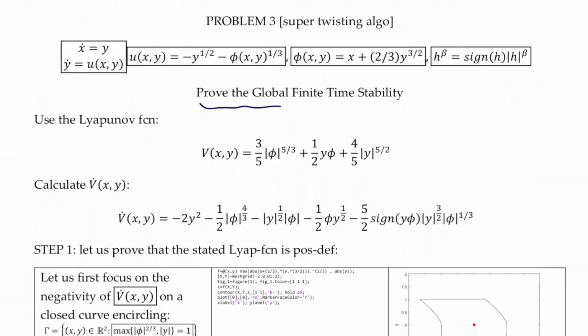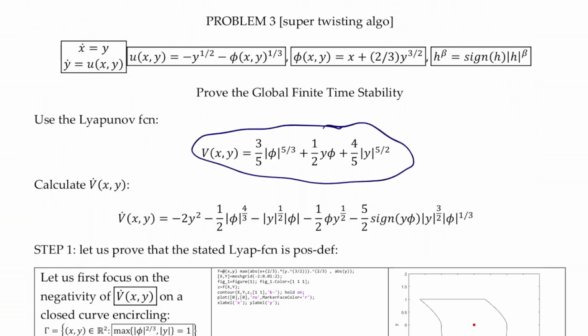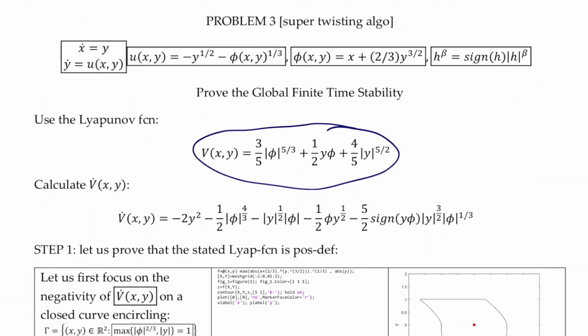All right, let's prove global FTS for this system, and let's use that Lyapunov function. Here, this is the Lyapunov function, and let me tell you this, why we would use this is not obvious, and v being positive on R2 is not even obvious too.